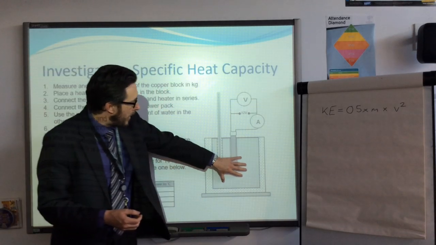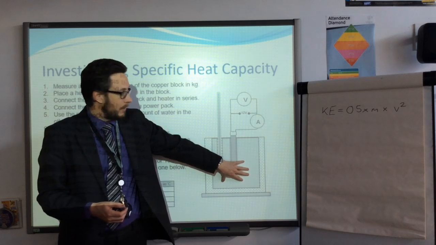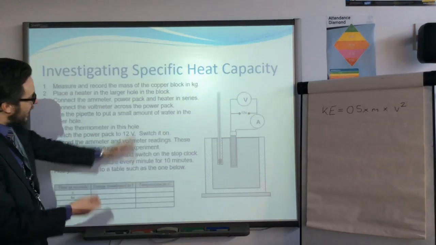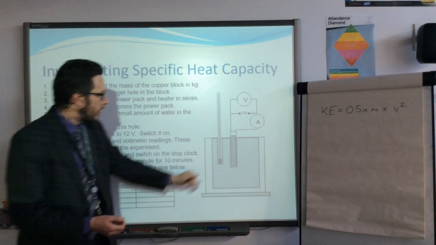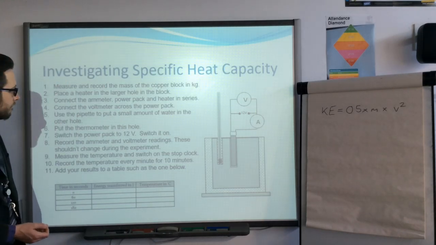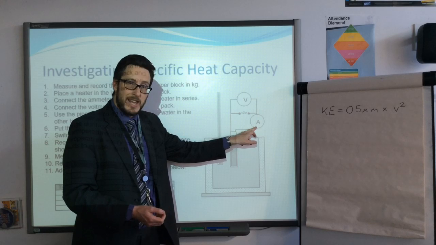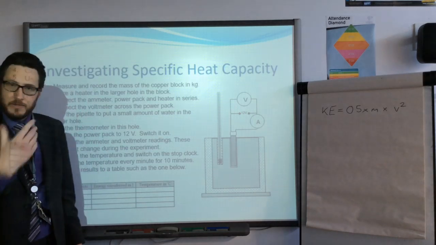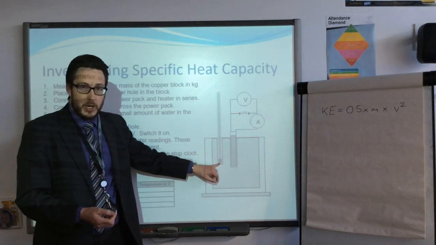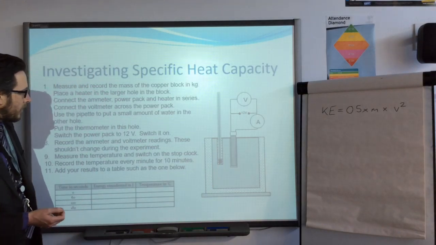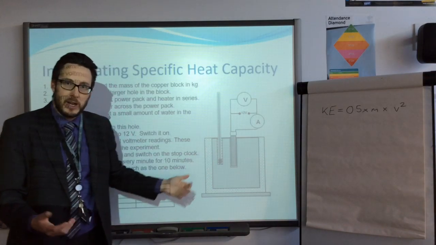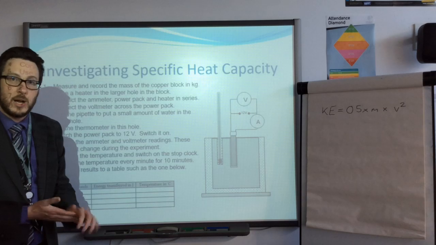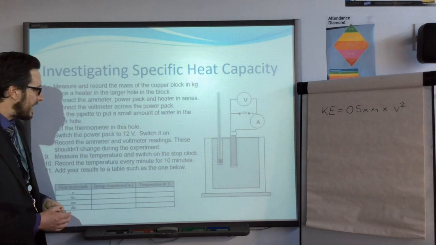So we've got our block of copper, which we need to take the mass of in kilograms, so we can use it later on. We then set up our circuit, place our heater in, place our thermometer in, and then we turn on the power pack. We need to take the recordings on the voltmeter and the ammeter, and it's suggested that for every minute, every 60 seconds, you take the temperature rise. So how much is the temperature increased by? You're interested in the change in temperature. So you need to see where it starts and see how much it goes up every minute, for up to 10 minutes is what they suggest.